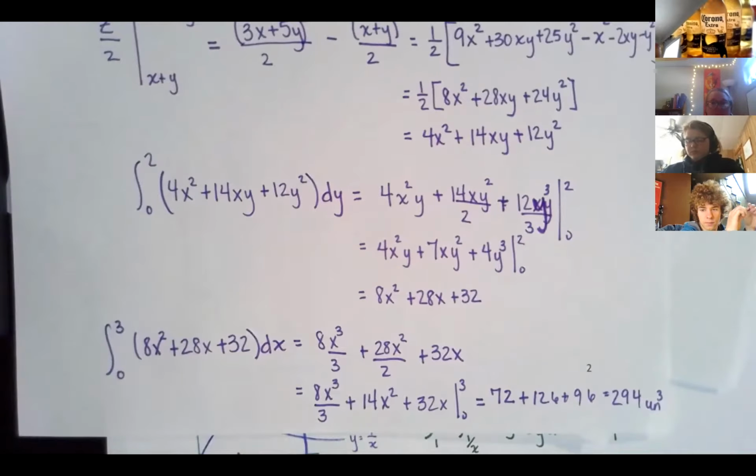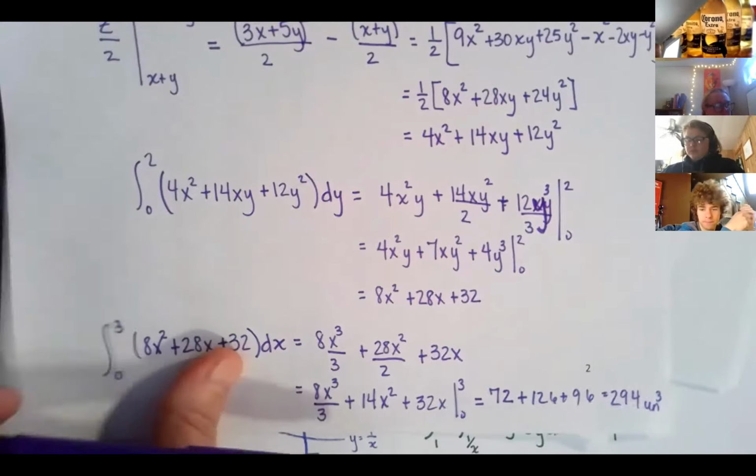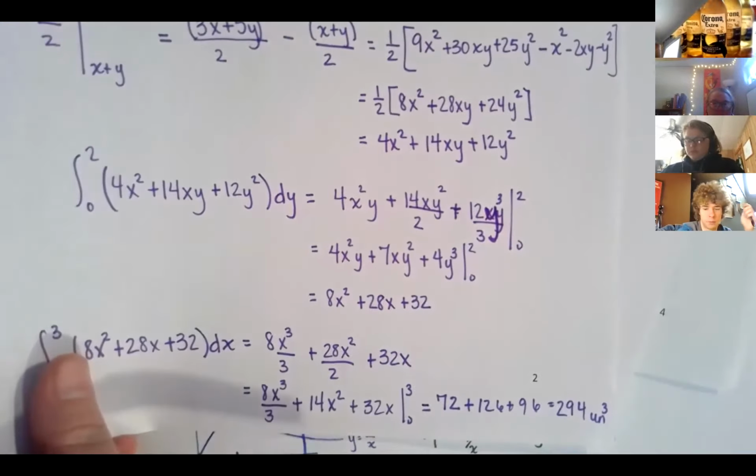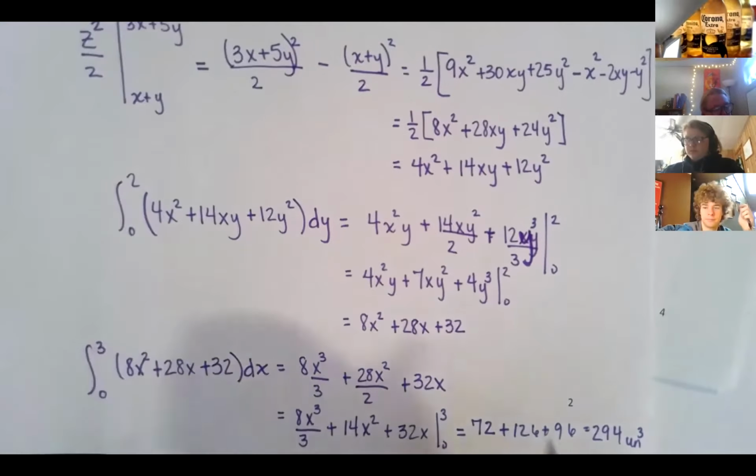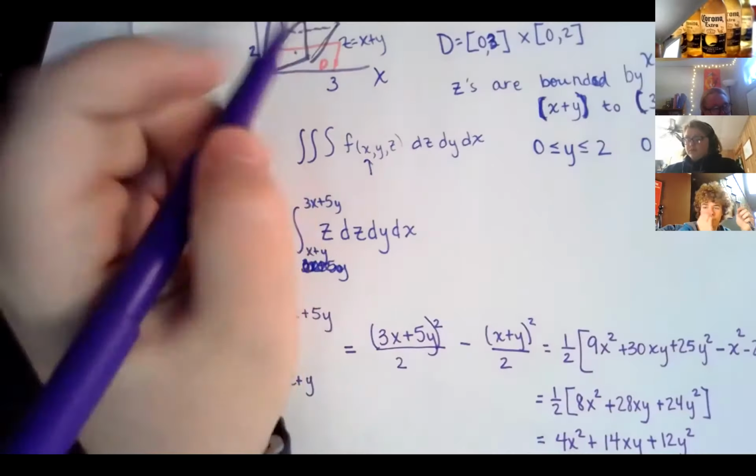Yes, good. And you got it, I got it. Taylor? Awesome. Wait, so what is 294 indicative of? What does that even mean? Oh, so the 294 is the volume of this funky thing.